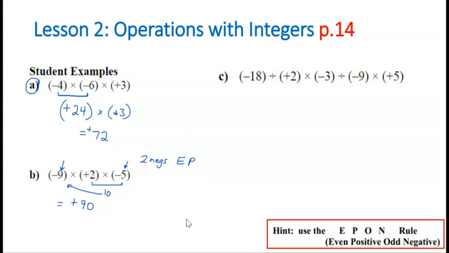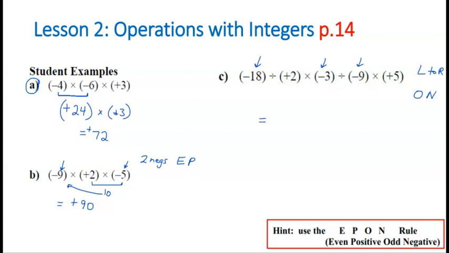For C, we have a longer chain and we have both division and multiplication. So we need to be careful here. For this one, we're going to work left to right because we have two different operations. And in this instance, I'm going to use EPON. I'm going to count my negatives. I have 1, 2, 3 negatives. So I have an odd number of negatives. My answer is going to be negative.